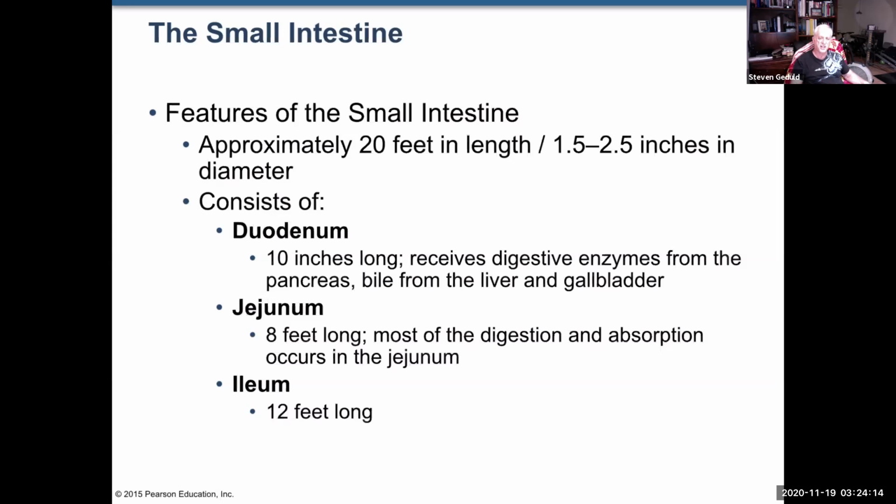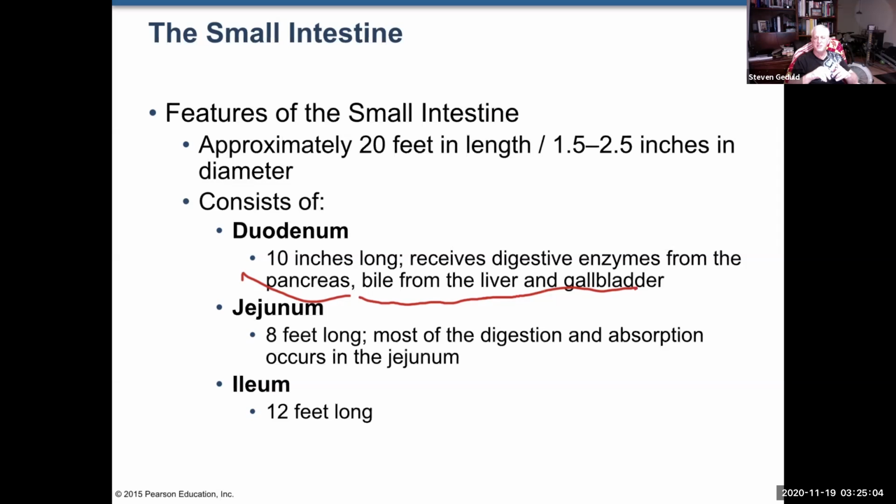Okay. So the duodenum, the first part, is 10 inches long. It receives digestive enzymes from the pancreas and bile from the liver and gallbladder. So two organs inject enzymes into the duodenum. That's your liver, okay? So bile from the liver and gallbladder get released in the duodenum, and the pancreas releases its enzymes into the duodenum. Now, don't get confused. The pancreas is an exocrine and an endocrine organ. We know the pancreas produces insulin and glucagon for blood sugar. That's not what it's releasing in the duodenum. It releases those hormones into the bloodstream. That's your endocrine function. The exocrine function of the pancreas releases enzymes into the duodenum.